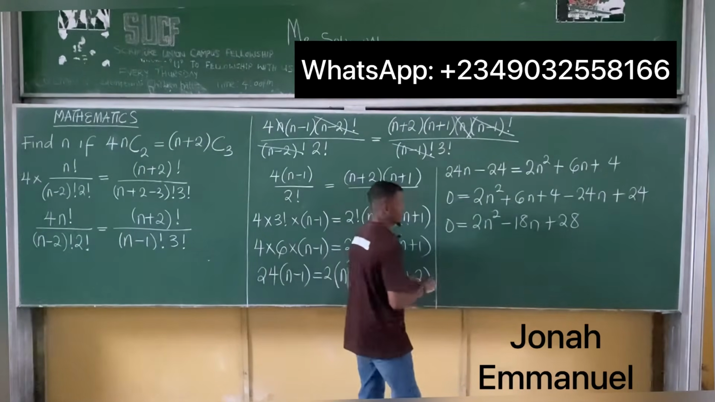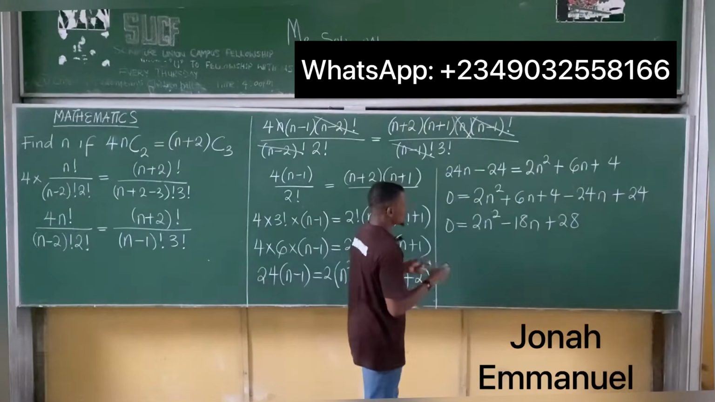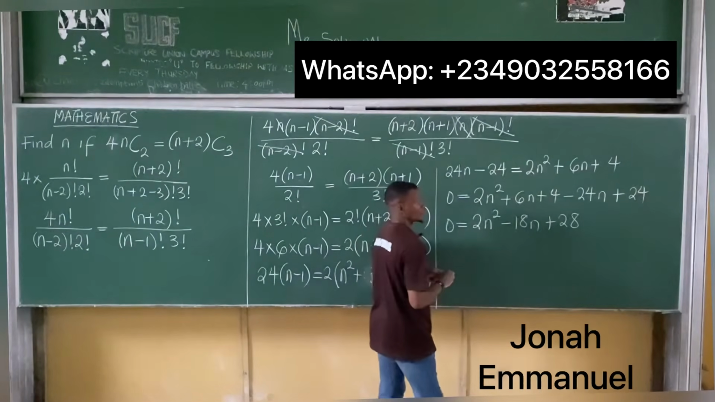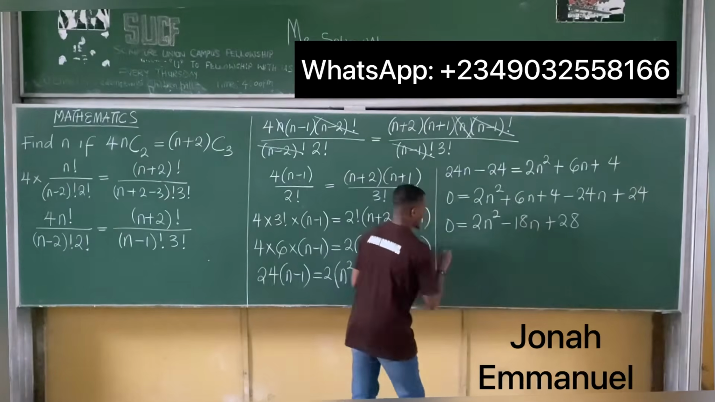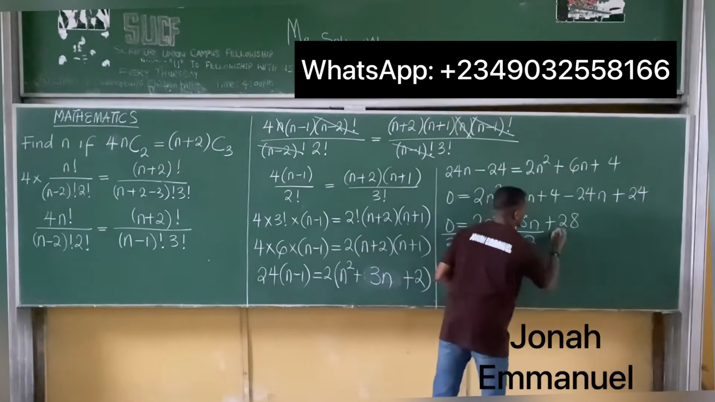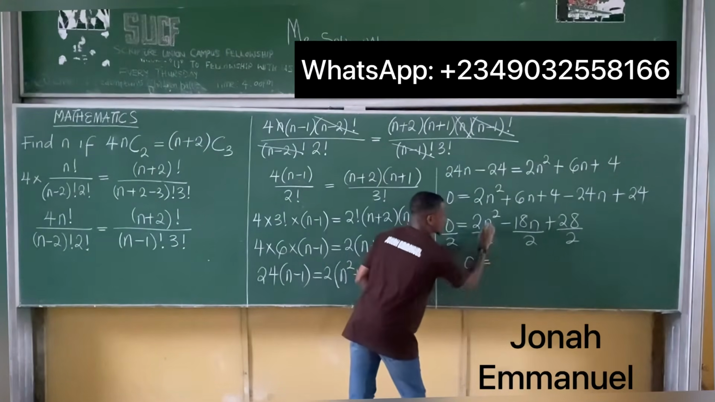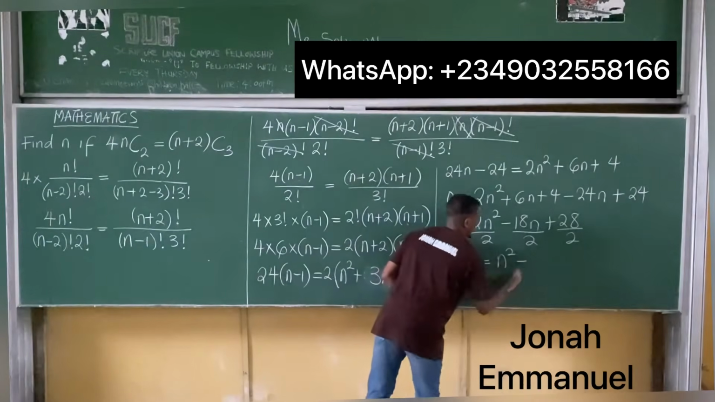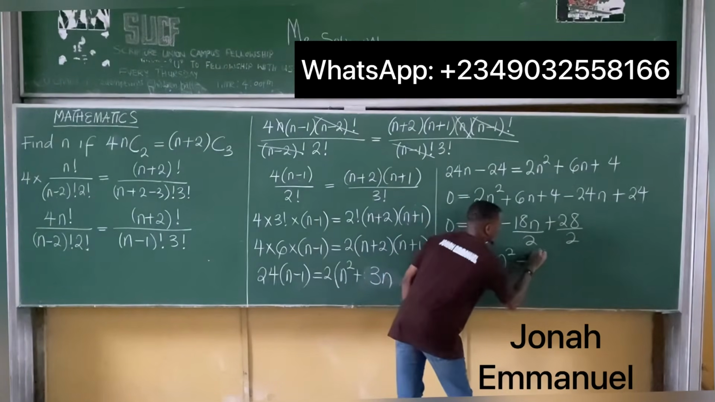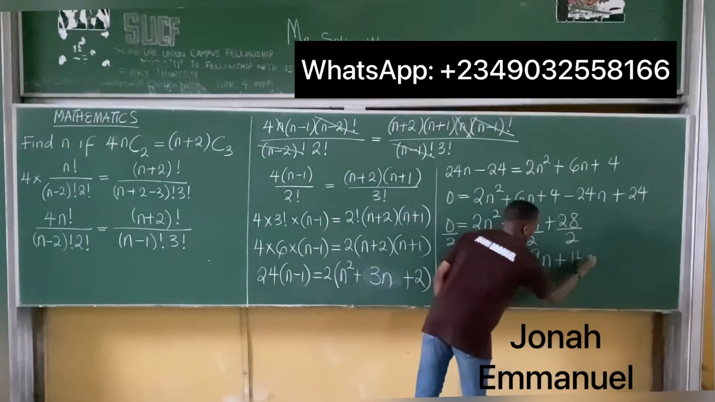So I'll just go straight to getting your final answer. You can simply choose to divide through by 2. Since 2 is common here, divide here by 2, divide here by 2, divide here by 2, divide here by 2. So I'll have that 0 is equal to n squared minus 18 over 2, which is 9n, plus 28 over 2, which is 14.